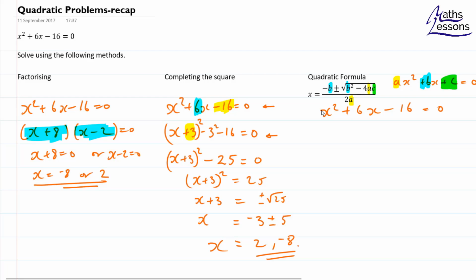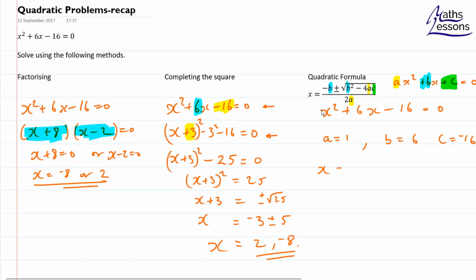Notice I highlighted in both these cases the signs. The signs must go in there as well. Really important. So therefore, in this case, we've got 1x squared, so a will equal 1. And we've got 6 x's, so b will equal 6. And the c on the end is minus 16. Remember I said the sign goes with it. So now we can put that into our formula.